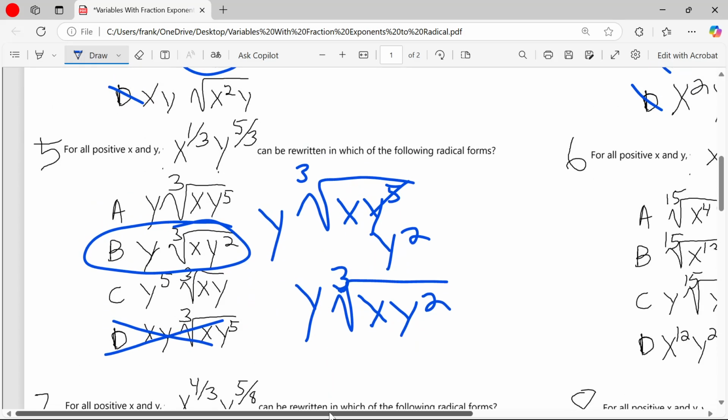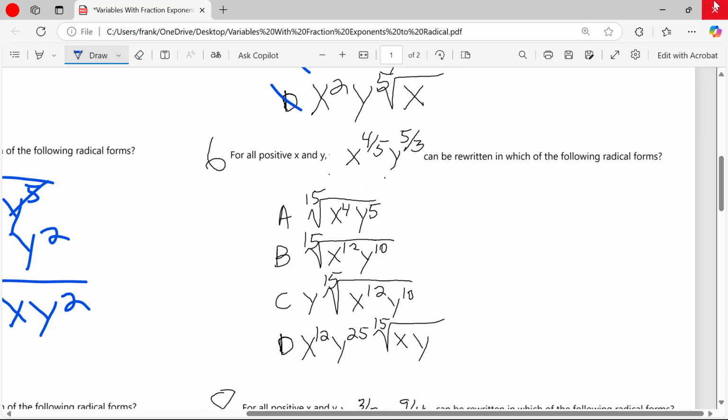Number 6. X to the 4/5, y to the 5/3. Only y has a numerator bigger than the denominator, so there should be a y outside but no x. No y outside, no y outside. X is outside, shouldn't be. So the answer has to be C, but I'll finish it just for practice.